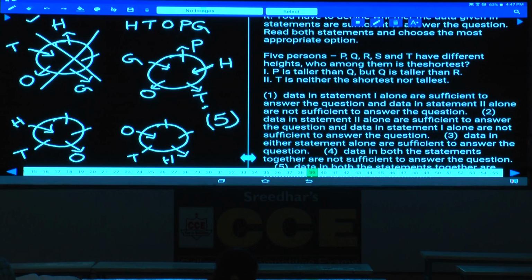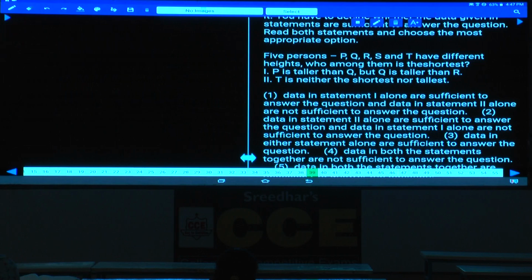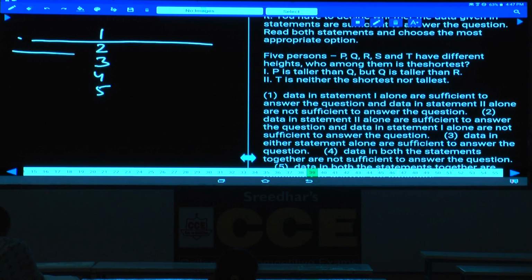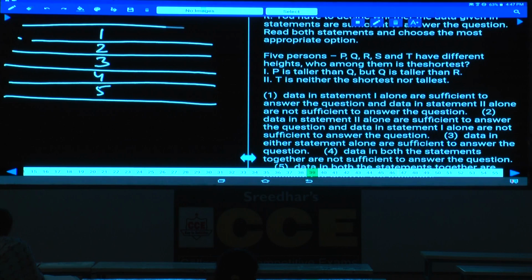Then question number 39. In this question, 5 persons P, Q, R, S and T have different heights. Who among them is the shortest? Now we need to find out the person who is the shortest among these 5 persons. Who are those 5 persons? P, Q, R, S and T. Now if there are 5 persons P, Q, R, S and T, who is the shortest among these? Then condition number 1: P is taller than Q. Now P is taller than Q.